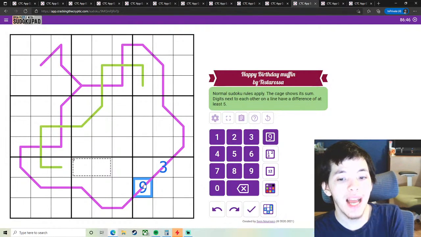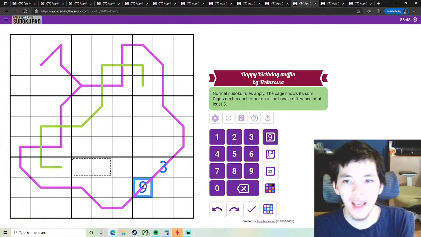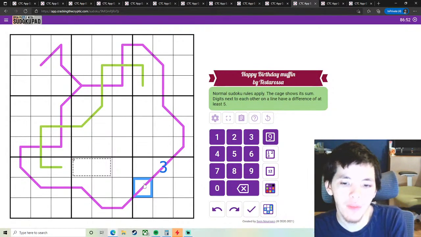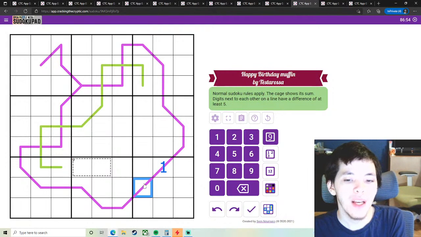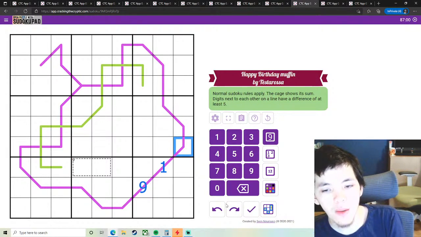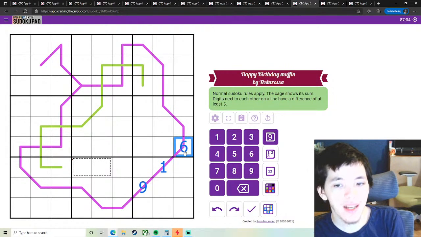I could also put a 9. So keep in mind that it doesn't have to be exactly 5 apart. It has to be at least 5 apart. So if I put a 1 here, this has to be at least a 6, a 7, an 8, or a 9. The same applies to the one next to it on this pink line. It has to be a 6, 7, 8, or 9.